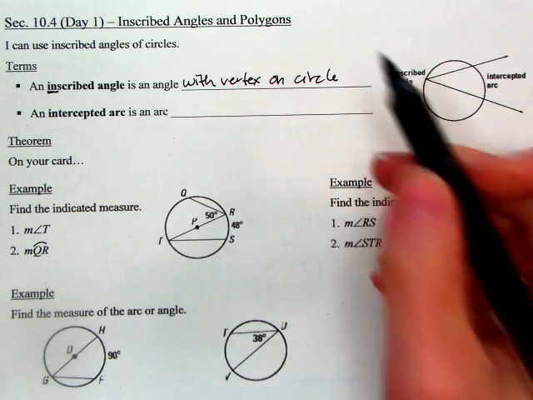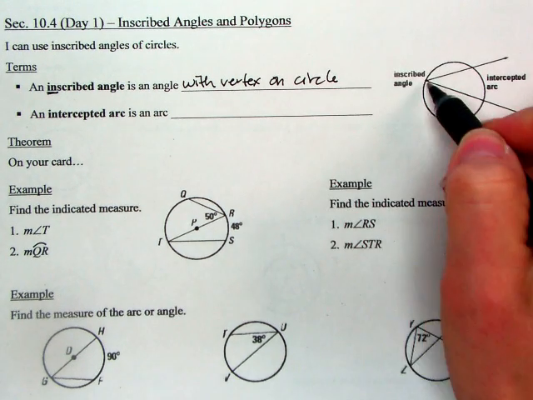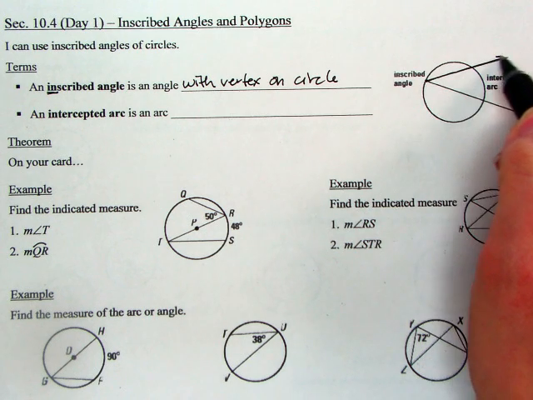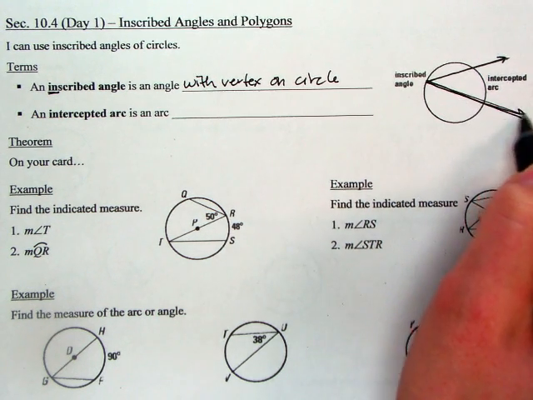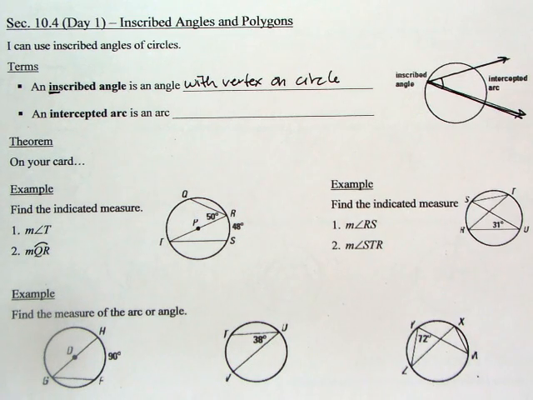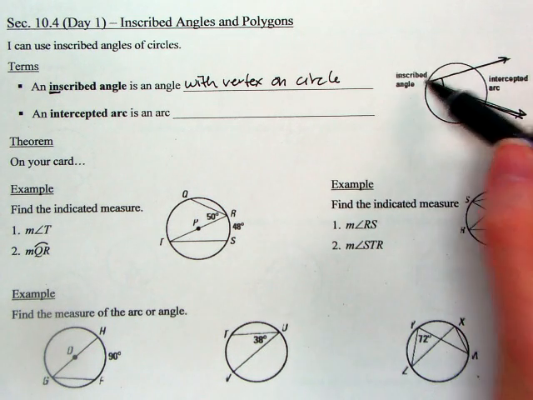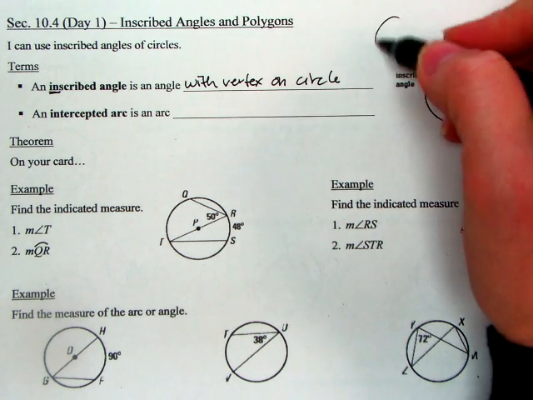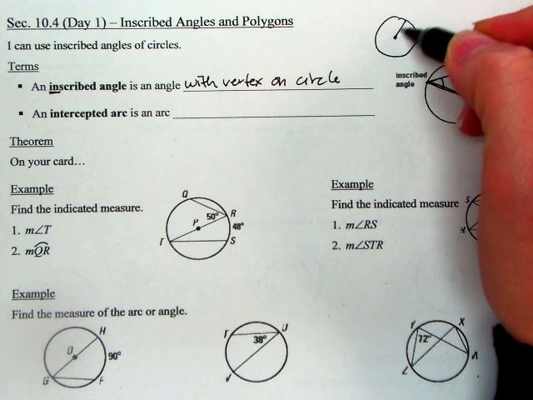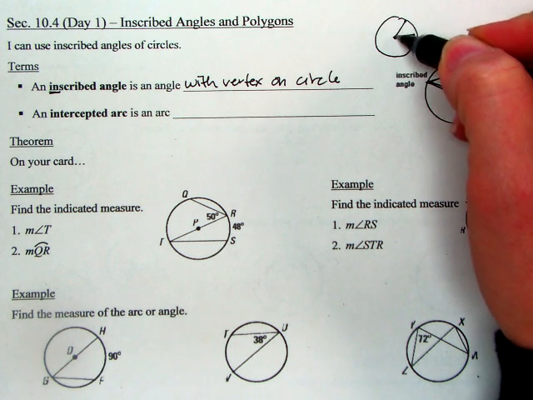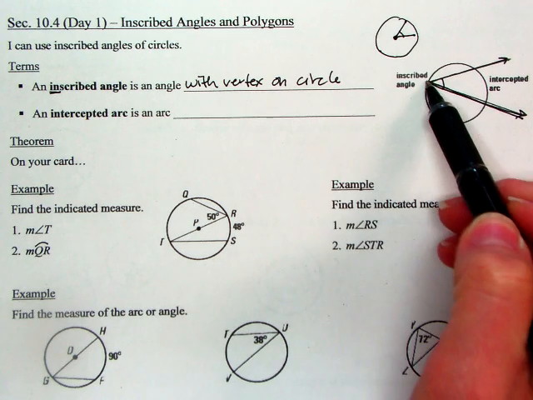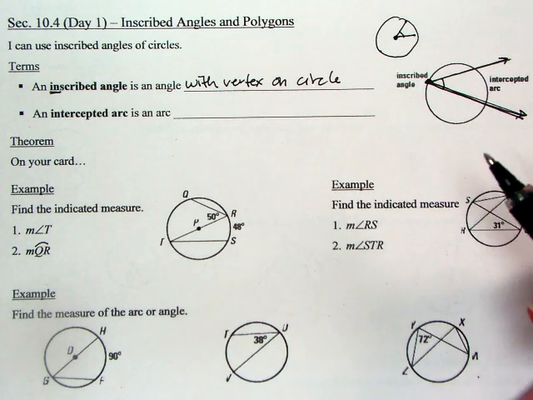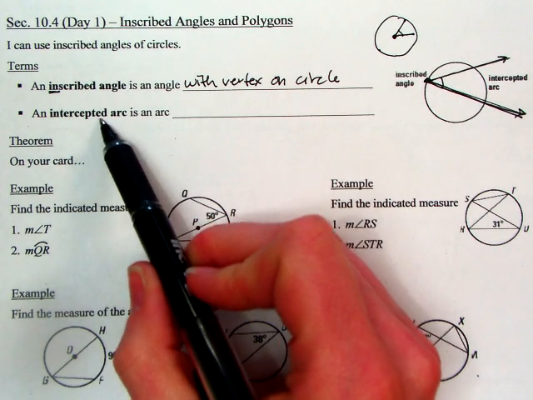Okay, so the vertex is on the circle, and then the two sides of the angle are chords or potentially secants going through the circle. So this is the inscribed angle. Okay, so it's sitting on the circle. That's different than a central angle, which we've already done, where it has its vertex at the center. So it's a different angle, kind of pulling it across the circle and landing it right on top of the circle.